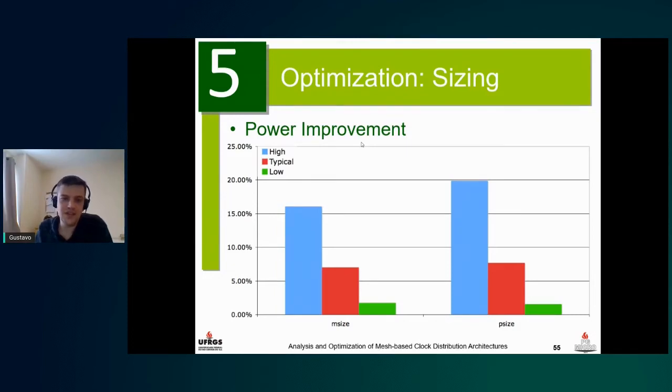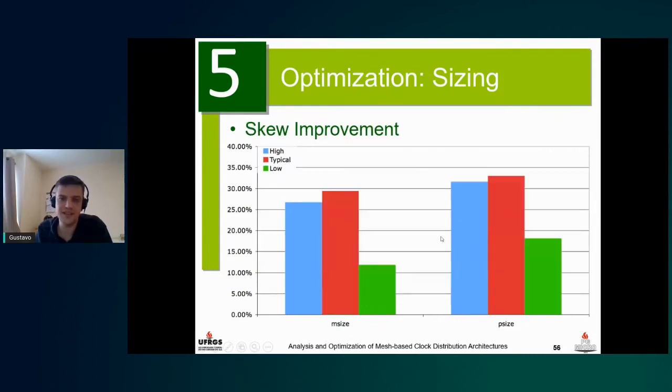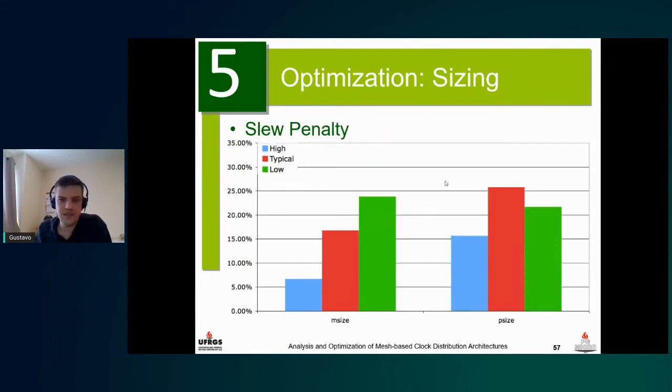Okay. So here's the summary of the power improvement for those three scenarios that I mentioned: the high skew, typical, and low, for the two algorithms. We can see that the P-size algorithm slightly outperforms the M-size. This is the improvement to the clock skew. And this is the penalty in the clock slew. Since we reduced drive strength, it's expected that we will see larger transition times.